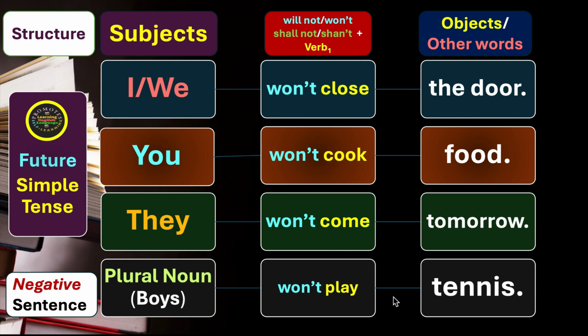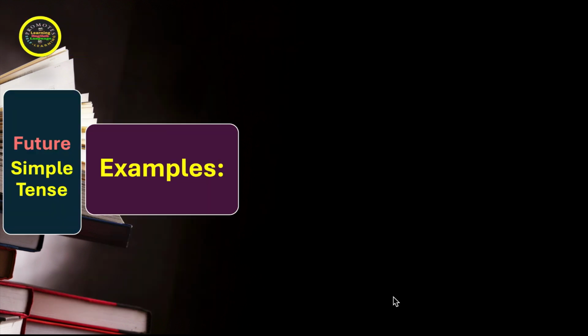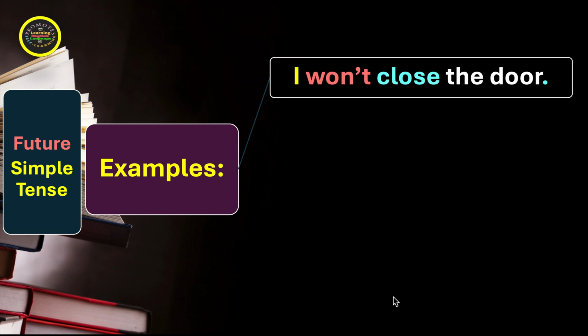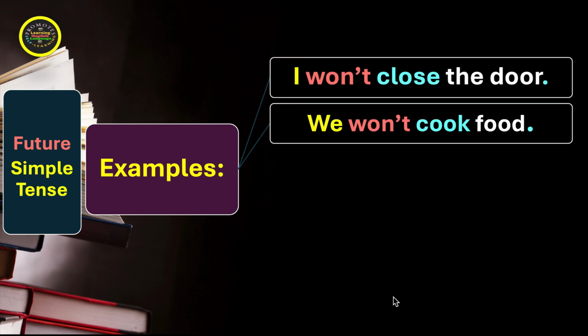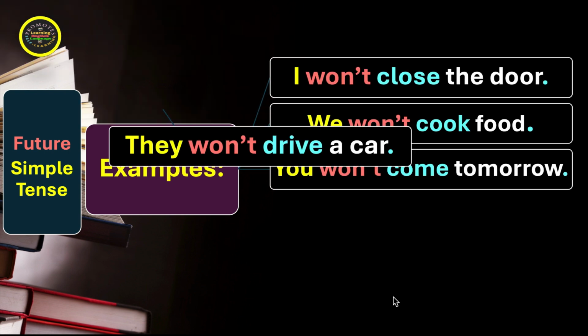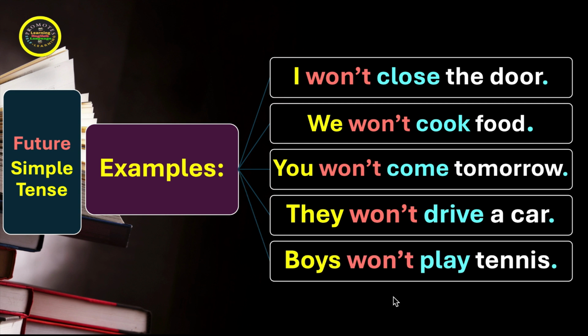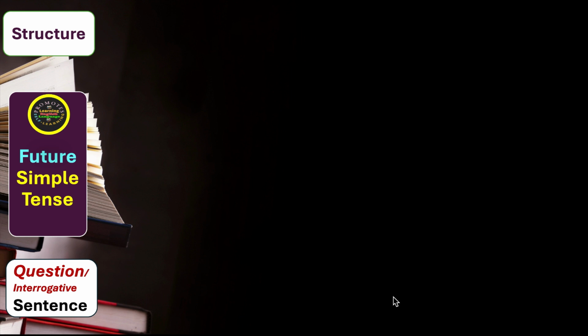We move to the next level of discussion. We see the examples of future simple tense in the negative form, like I won't close the door. We won't cook food. You won't come tomorrow. They won't drive a car. Boys won't play tennis.